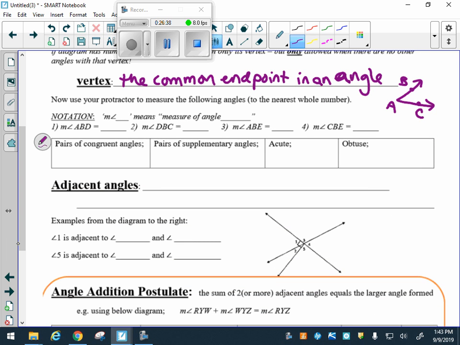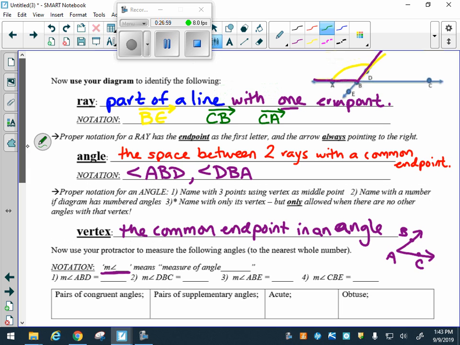Okay, notation here. If you have a little m and then the angle symbol, that is read as the measure of angle. And then you could have an equal sign after it because that's going to represent an actual degree measure. The measure of angle, whatever. So if we look at this diagram, you guys have protractors on your desks. Can you please measure for me angle ABD? So see what you get. Angle ABD.